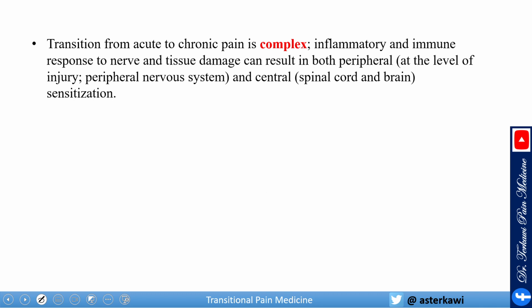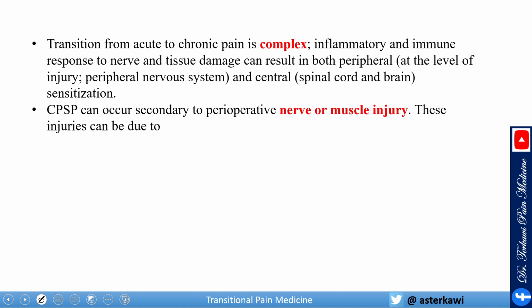There are inflammatory and immune responses to nerve and tissue damage that can result in both peripheral sensitization, which is at the level of injury, at the level of the peripheral nervous system, and central sensitization, at the level of the spinal cord and brain. So chronic post-surgical pain can occur secondary to perioperative nerve and muscle injury. Don't even think that this is just nerve, even muscle injury.